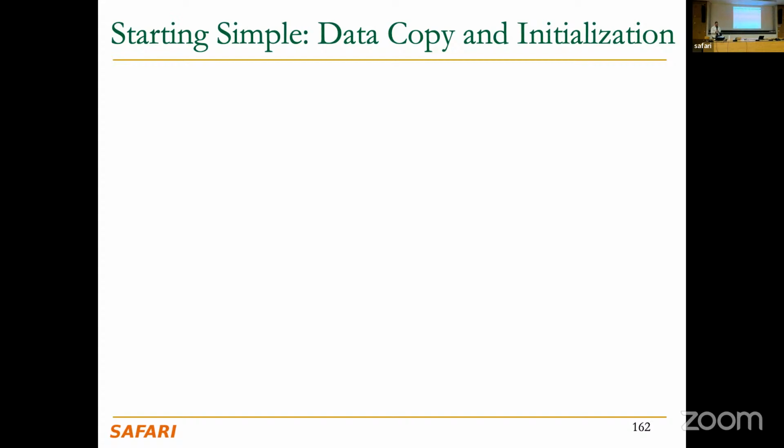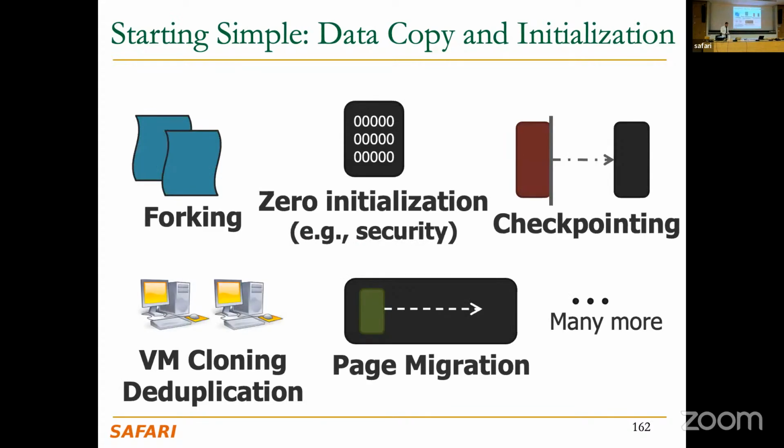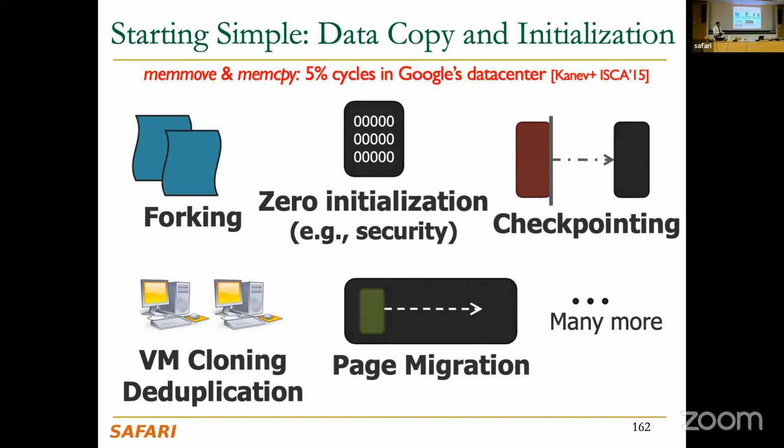We are going to start by allowing memory to copy data internally without the support of the CPU or GPU, or initialize a data location with zeros or ones without the assistance of the CPU as well. These two operations are key for many larger applications in the system, like forking, checkpointing, or page migration. Google has shown that 5% of the cycles in Google data centers are spent on this type of operation. You might think that this is a small number, but we have to think about how many servers Google has. If you can cut this to zero, you gain a lot, particularly in energy.